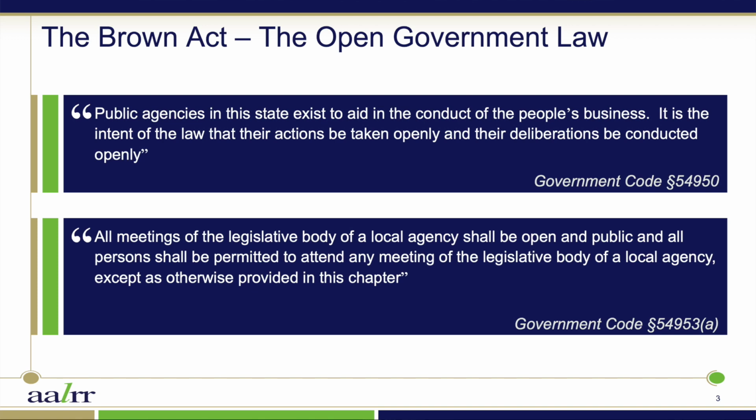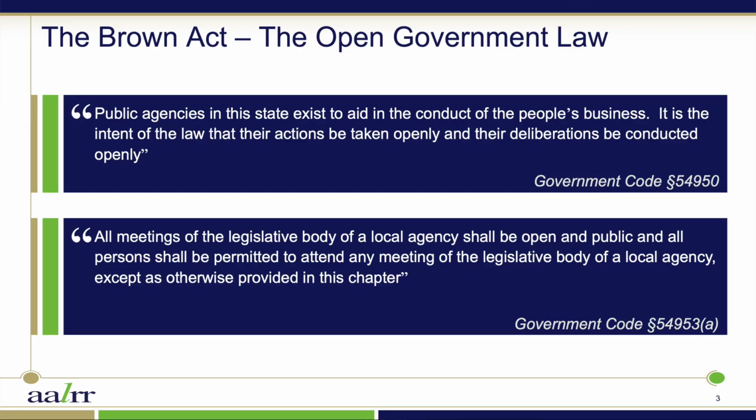The Brown Act is California's open government law, and we know from the government code that the law requires that public agencies exist to conduct the people's business. Therefore, the intent of the law is that government agencies' actions shall be taken openly, and their deliberations are to be conducted openly in front of the public. The Brown Act also tells us that all meetings of a legislative body shall be open to the public, and all persons shall be permitted to attend and participate.